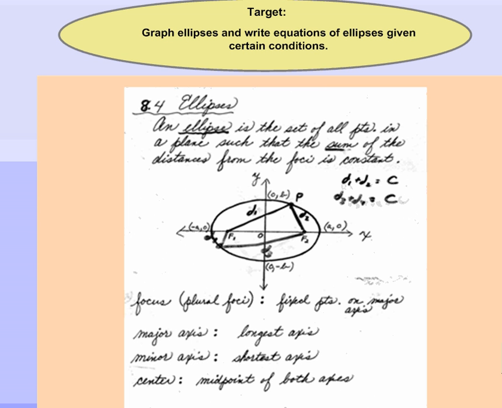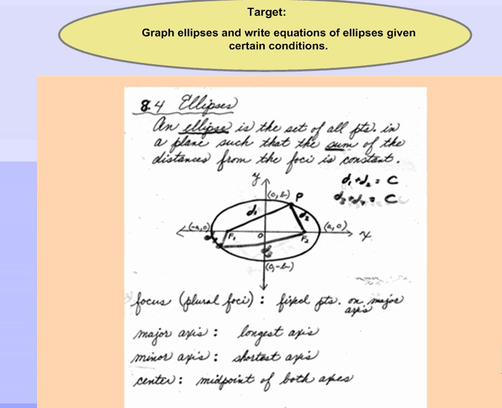This is the basic information we need about ellipses. First, the ellipse is more of an oval shape. It's a stretched out circle. It is more related to a circle than it is to a parabola. The definition of an ellipse is a set of all points in a plane such that the sum of the distances from the foci is constant. There are two focus points in an ellipse, and they're always found on what is called the major axis.